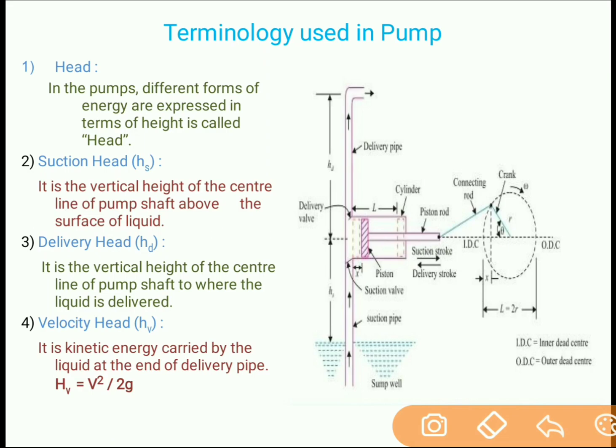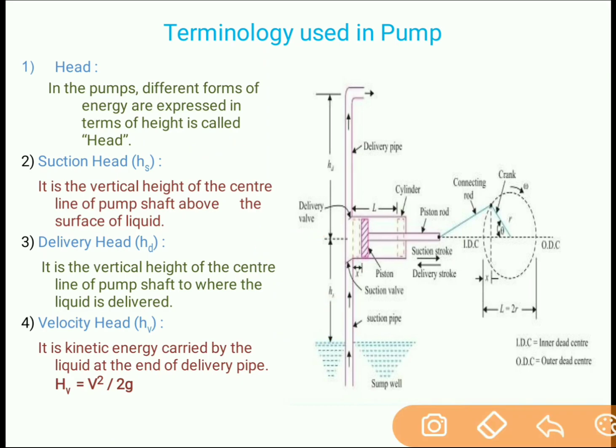First terminology is head. In the pump, different forms of energy are expressed in terms of height and it is called head. There are different kinds of head such as suction head. Suction head is nothing but the vertical height from the center line of the pump above the surface of the liquid. As you see in this figure, this is HS. This height HS is the suction head, which is the height difference between the surface of the liquid and the center line of the pump. So this height is considered as suction height.